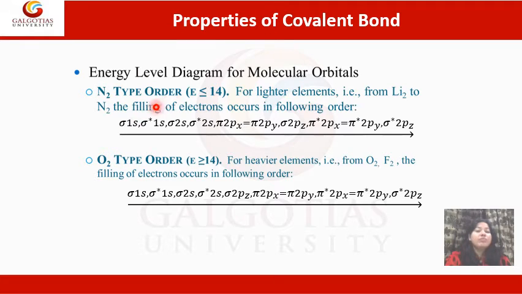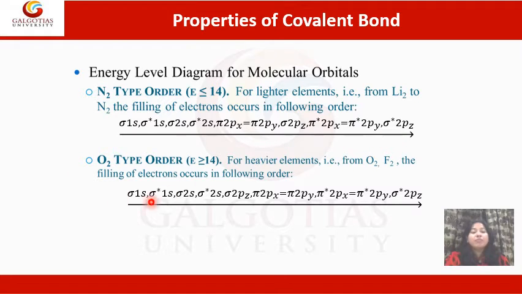In nitrogen type order, for lighter elements, that is from lithium to nitrogen, the filling of the electrons occurs in the following order: sigma 1s, sigma star 1s, sigma 2s, sigma star 2s, pi 2px equals pi 2py, sigma 2pz, pi star 2px equals pi star 2py, sigma star 2pz.